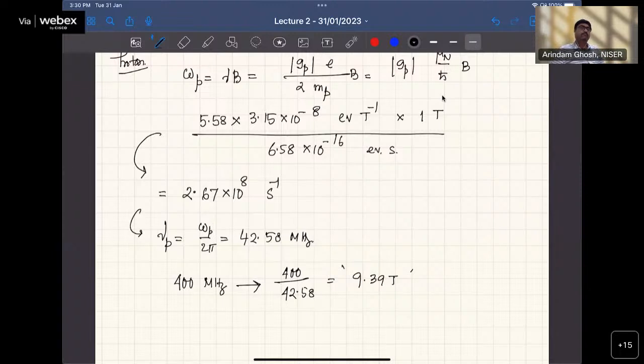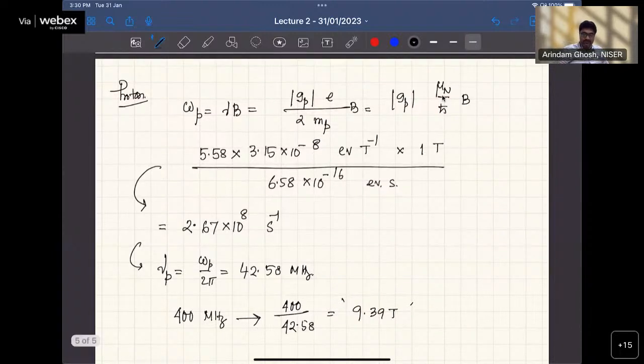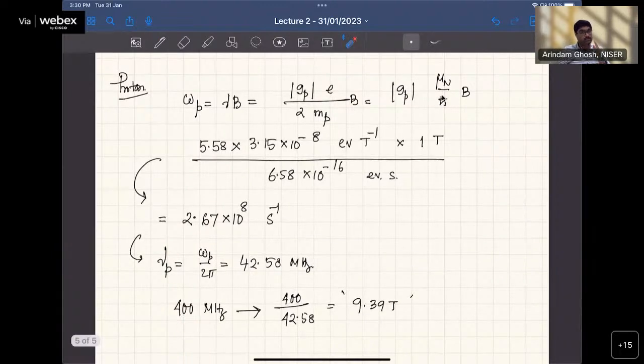Now, why is it called a 400 megahertz spectrometer? Because at 9.39 Tesla magnetic field, the Larmor frequency of an isolated proton is going to be exactly equal to 400 megahertz. That is why we call it that. So the name of the spectrometer, 400 megahertz spectrometer, comes from this particular value. Ideally, everything else is the same. Gamma of the proton is given, and we cannot change that. So from a 400 megahertz spectrometer to a 700 megahertz spectrometer, the only thing that is changing is basically this B, correct?